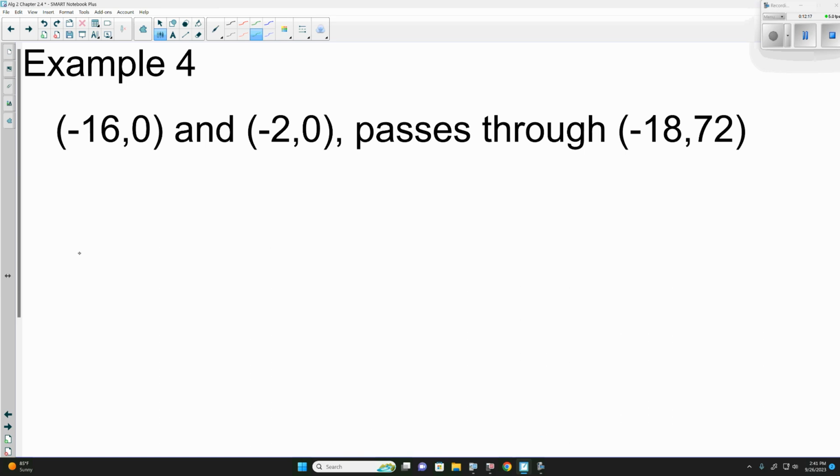So we have the points negative 16, 0, negative 2, 0, and passes through the point negative 18, 72. Do we use vertex form or x-intercept form? Are negative 16, 0 and negative 2, 0 the vertex or the x-intercepts? They're x-intercepts. The x-intercept, because the y value's 0, yes?